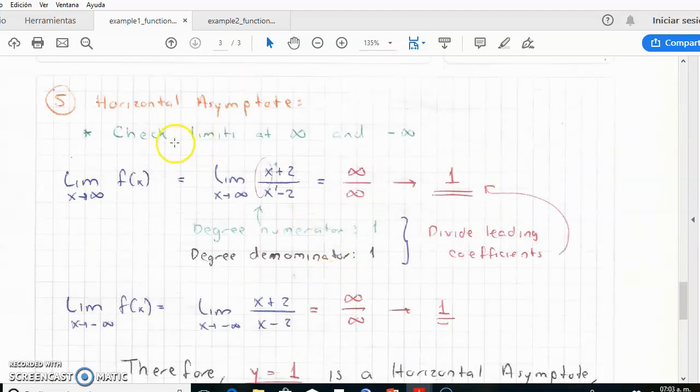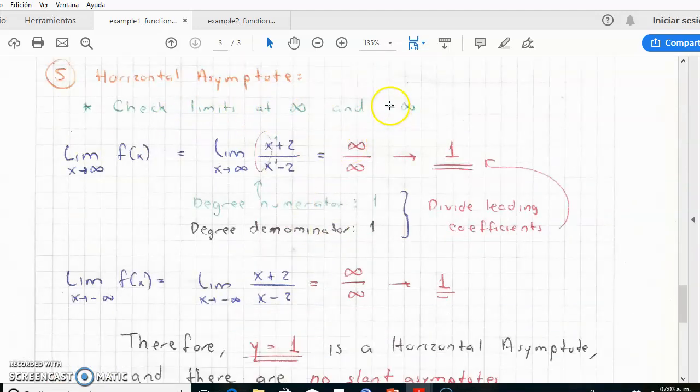Same function, we check the limits at infinity and negative infinity. Limit of the function as x approaches infinity. I'm checking the simplified form, you can also check the original one. So you evaluate, you have infinity over infinity. And then, if you want to, we can use the short procedure. If not, you can use the long one. At the end, the answer is going to be the same.